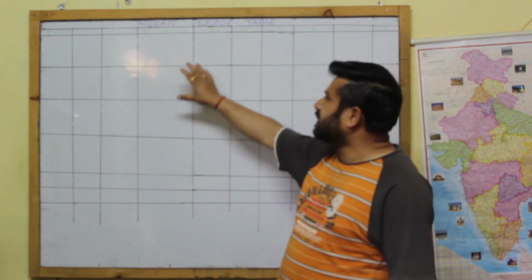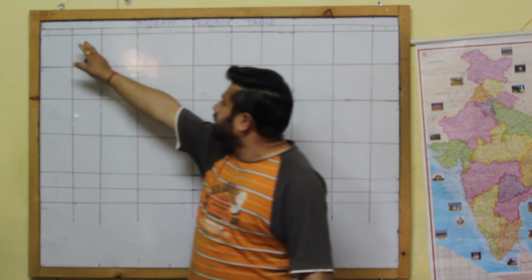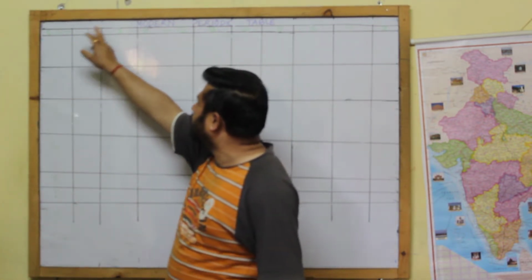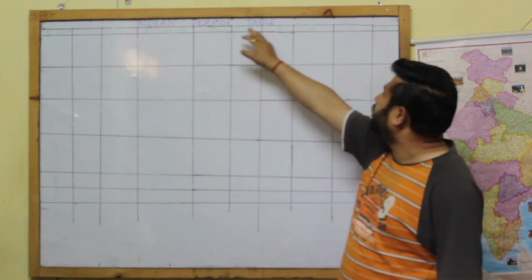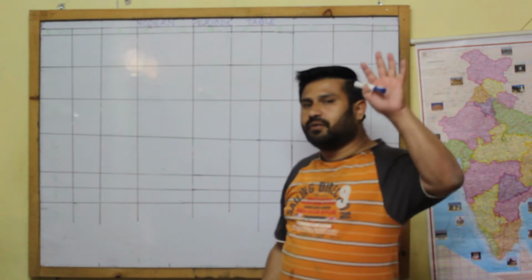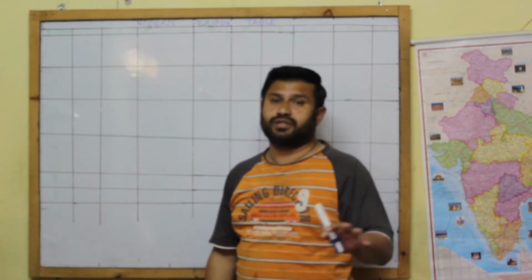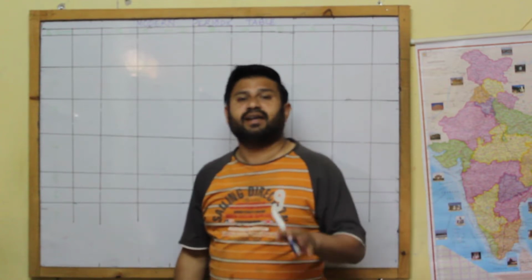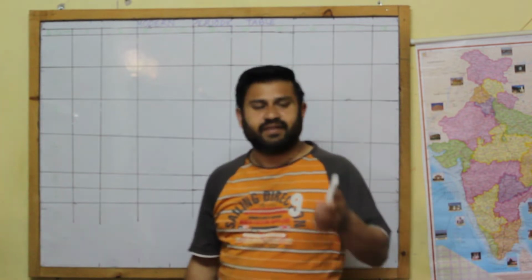Here you can see a rough sketch of a periodic table. There are 18 groups, as I told you in the last class. This is group 1, this is group 2, here to here is group 3 to 12, then 13, 14, 15, 16, 17, 18. Once again, we are not going to talk about the transition elements. We are only going to talk about the representative elements, and we'll see the variation in those representative elements.